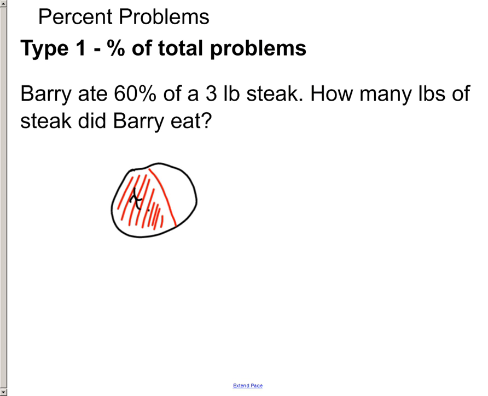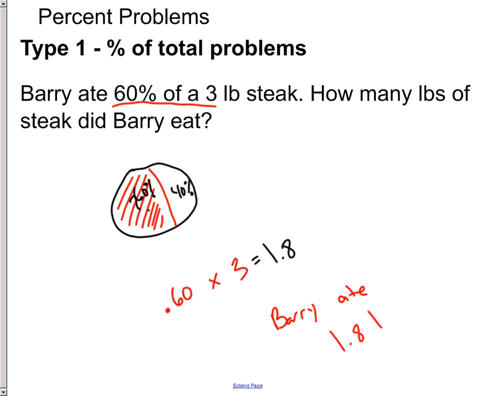Well, that's 60%. And 40% of his steak is just sitting there uneaten. So if we could find out 60% of 3, well, that's just like what we've done. It would be the same as 0.60 times 3. That's what we've done in other situations where we need to find percent of the total. So 0.60 times 3 is 1.8. Now, since it's pounds, I could say Barry ate 1.8 pounds of steak.